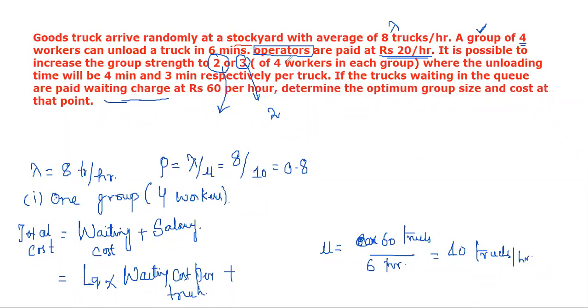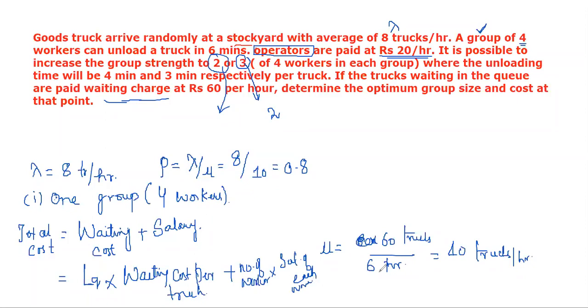Second will be the salary. Look here in the question: operators are paid at rupees 20 per hour. So each operator is being paid rupees 20 per hour. Currently we have how many operators or workers? We have four operators. Therefore, it will be the number of workers into the salary of each worker. So this is the formula for the total cost. Total cost means the waiting cost and the salary of the workers.